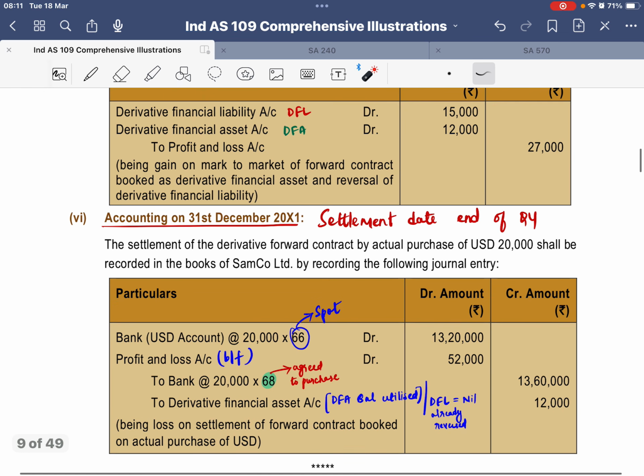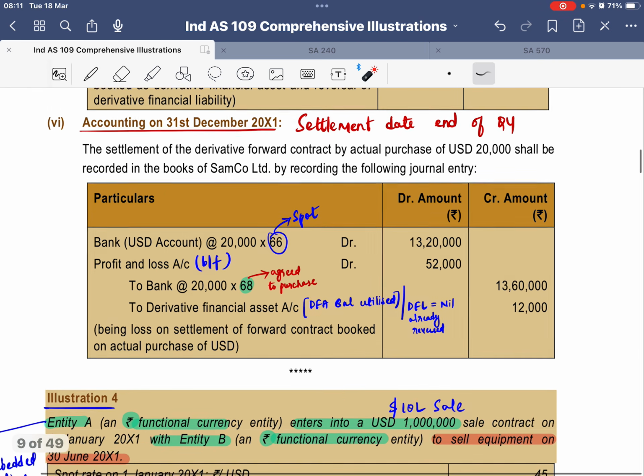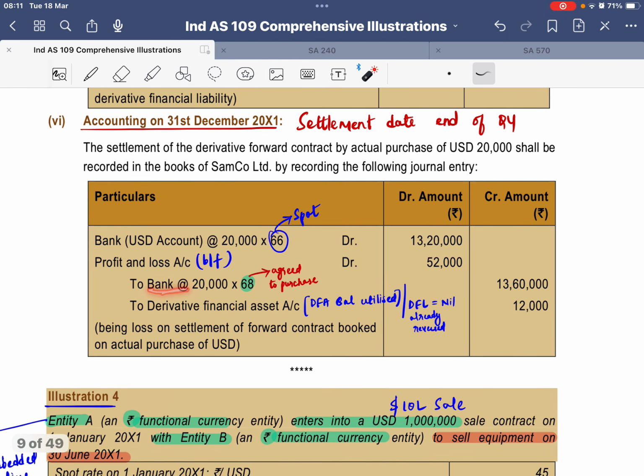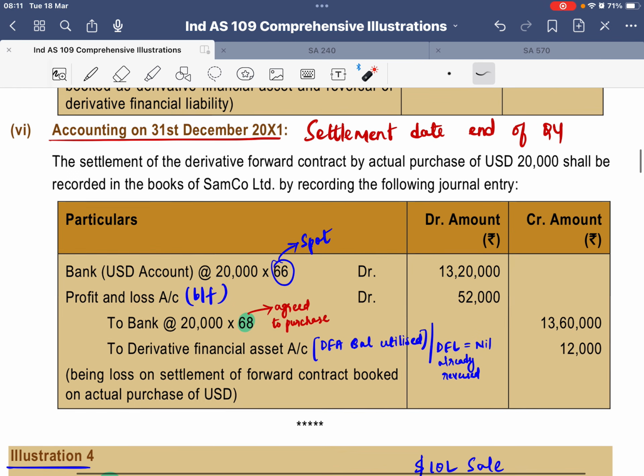Accounting on 31st December 20x1. Settlement date, end of Q4. To bank, $20,000 into 68, which is the agreed price, 13 lakh 60. To derivative financial asset, DFA balance utilized. DFL balance, derivative financial liability, is nil, which was already reversed. Bank account, 20,000 into 66, this is the spot rate, 13 lakh 20. Profit and loss account, this is the balancing figure.